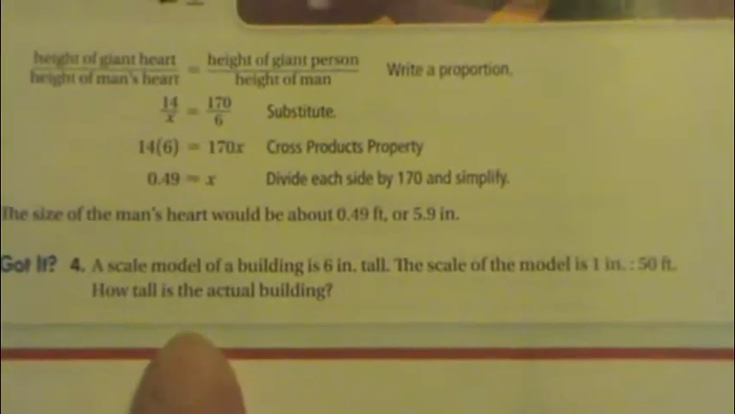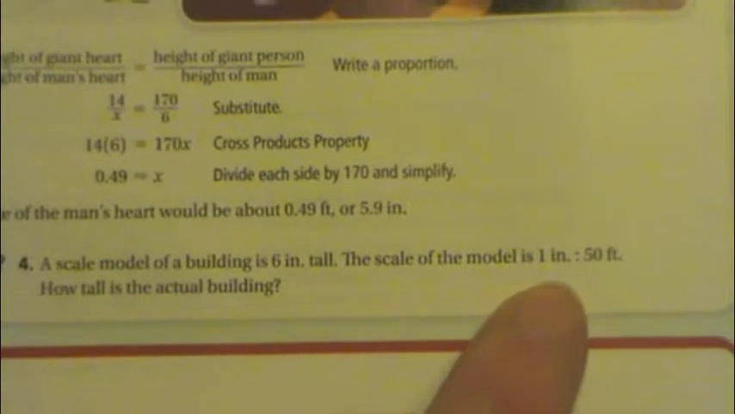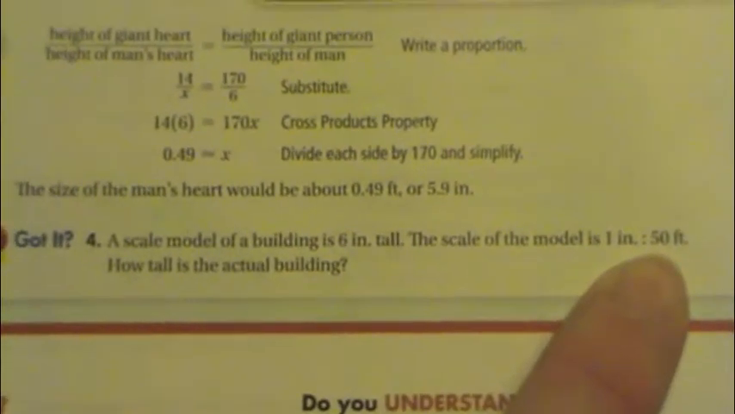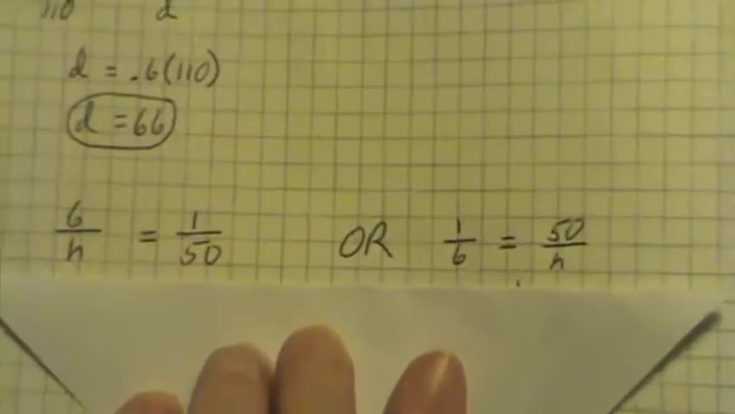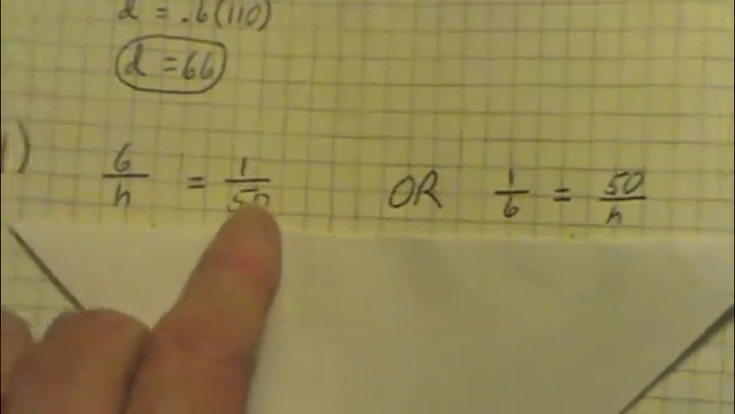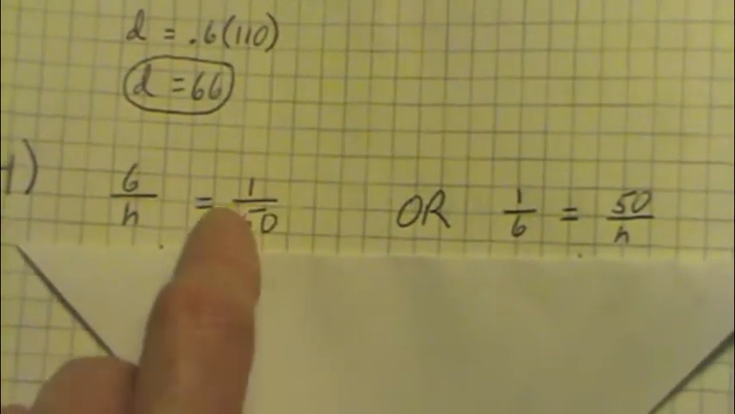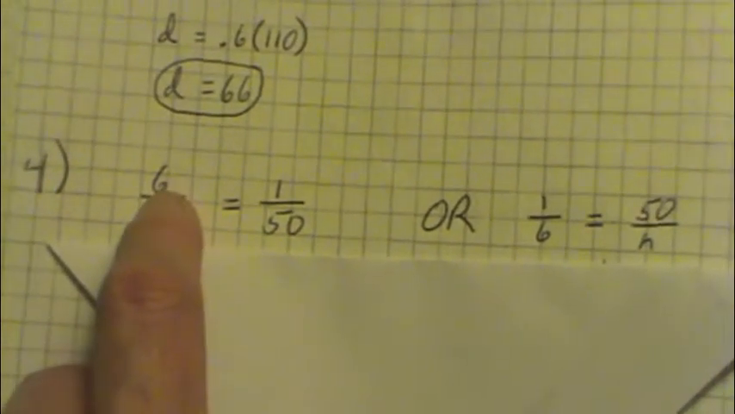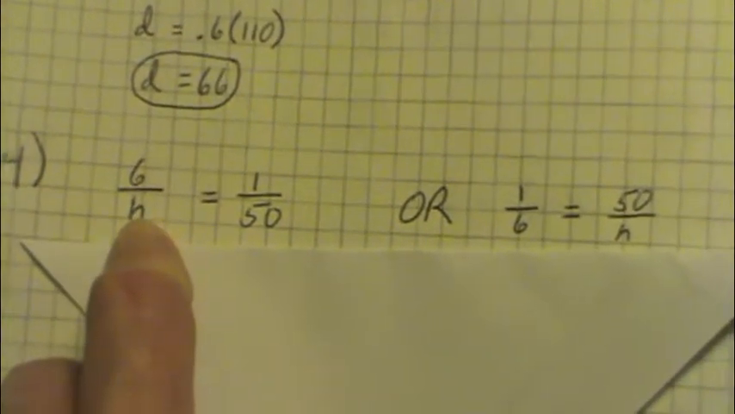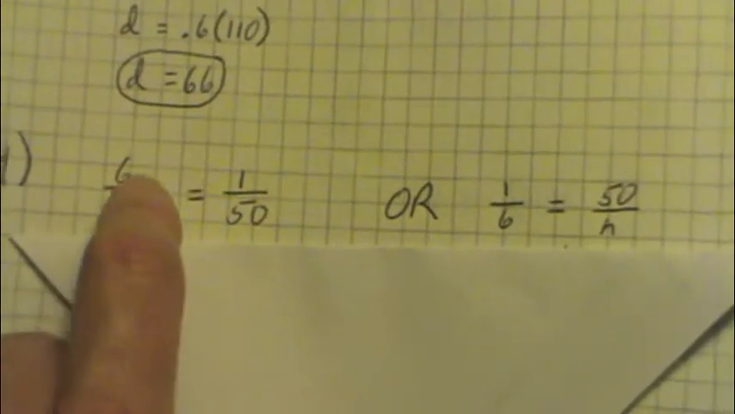Got it, number 4. A scale model of a building is 6 inches tall. The scale of the model is 1 inch to 50 feet. How tall is the actual building? Set up your proportion. Meet me back here. As always, there are 2 ways to set this up properly. On this side I have the dimensions from the model on this fraction, 1 inch to 50 feet. On this side I have the 6-inch building, and we're trying to figure out how tall the building is. So this fraction is all the building, this fraction is all our scale, the top is the inches on the scale, and the bottom is the actual inches.